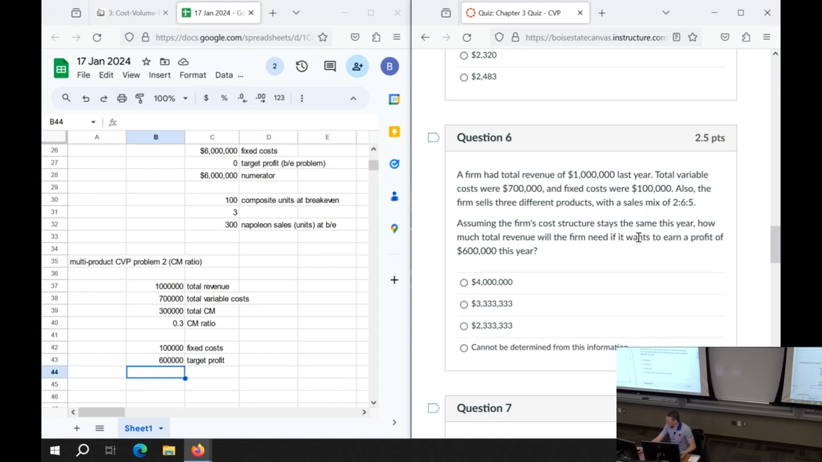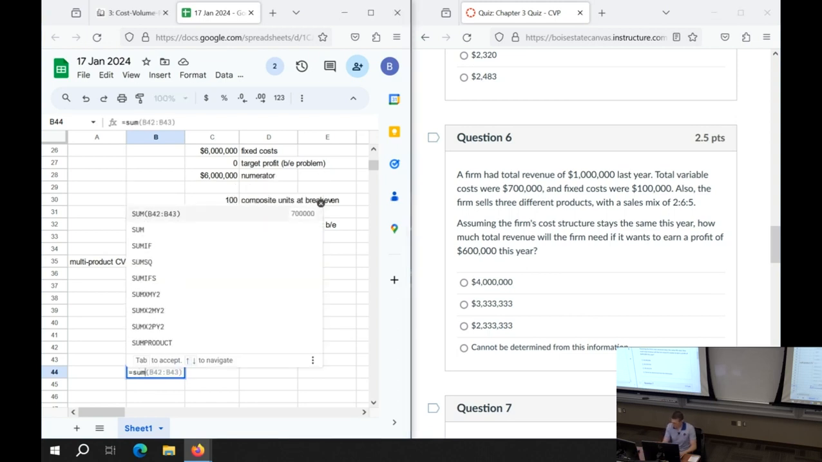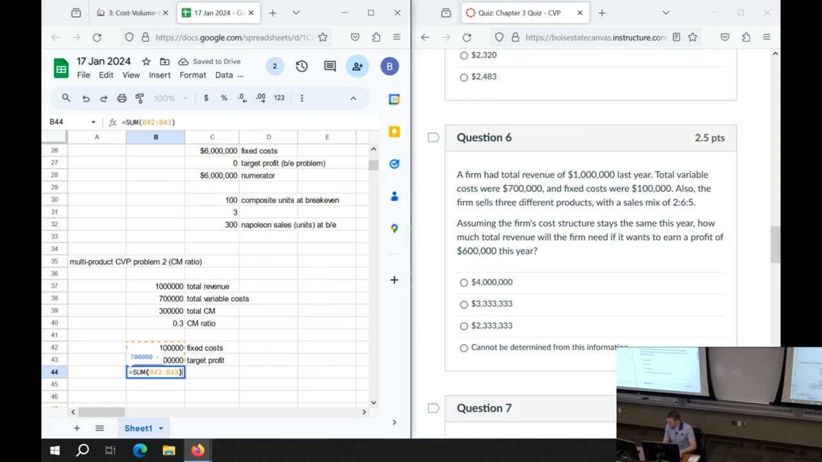How much total revenue will the firm need to earn a profit of 600,000? Well, this is our numerator. We have to earn back 100,000 to pay off fixed costs and 600,000 more to reach target profit. So our numerator is 700,000, and we can just divide it by the 0.3. So that should be our total revenue at target profit: 2.3 million. This one right here.